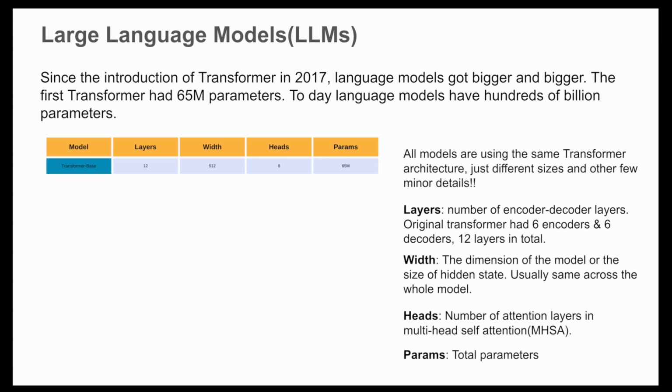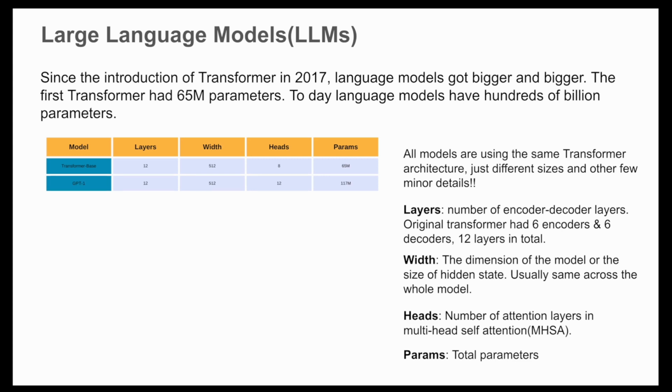Again, transformer base had 12 layers, which is basically to say 6 encoder and 6 decoder. So layers are the number of encoder and decoder layers. It also has 512 width, or the dimension of the model, and 8 heads. Remember that heads are the number of attention heads in multi-head self-attention. And this transformer base had 65 million parameters.